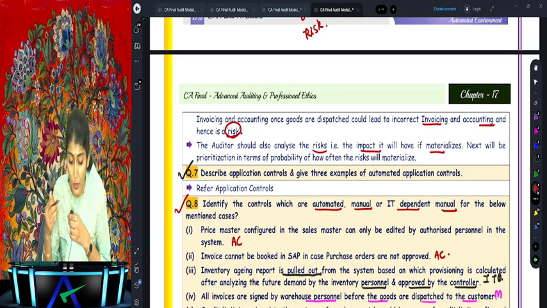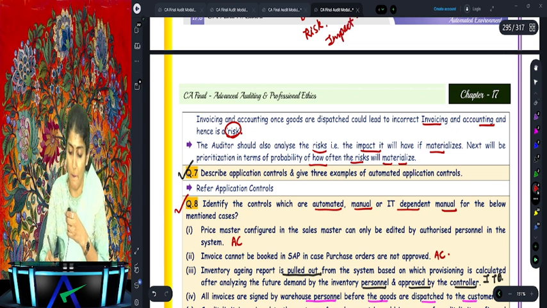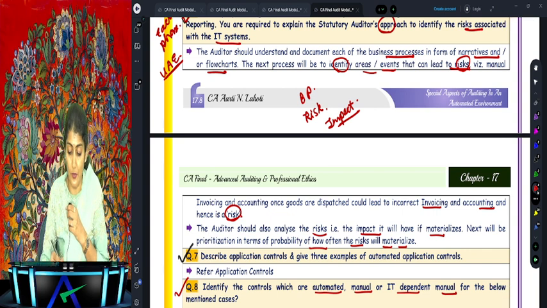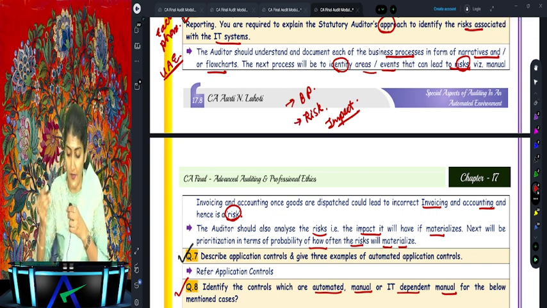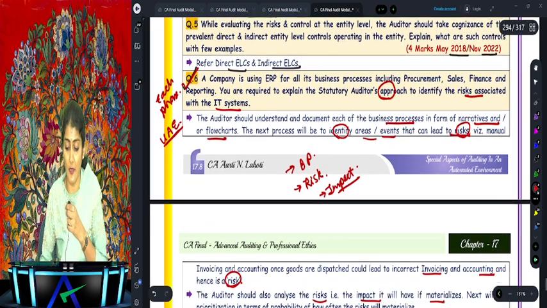Next will be the prioritization in terms of the probability of how often the risk will materialize, right? So if it happens, what could be the impact and what is the possibility that it could happen? So first you need to understand the business process, then identify the risk, and then analyze the impact of the risk.